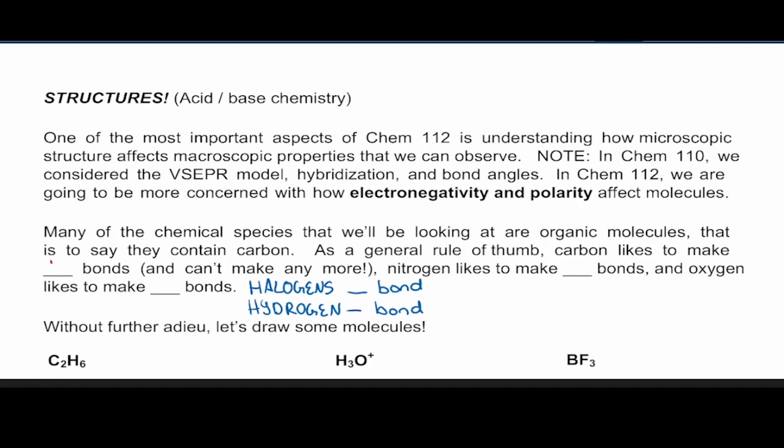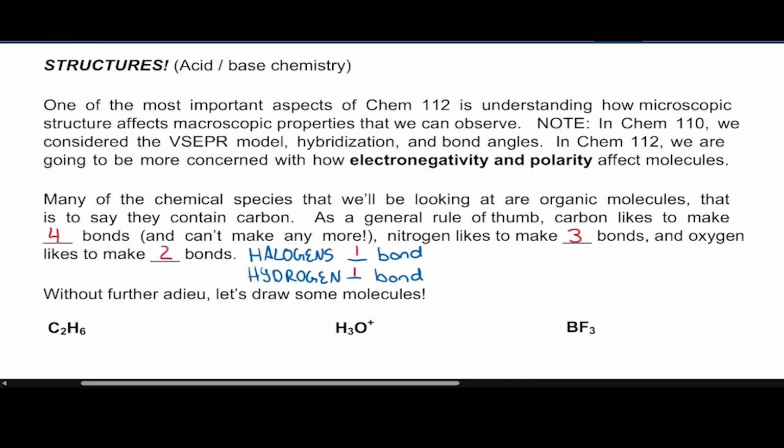Starting off with carbon, carbon likes to make 4 bonds to complete its octet, while nitrogen likes to make 3 bonds and oxygen likes to make 2 bonds. Now halogens we also can include, in which they only like to make 1 bond, which will complete their octet. And hydrogen is one of the exceptions to this rule, where it doesn't need a complete octet, it only needs 2, so it only needs 1 bond.